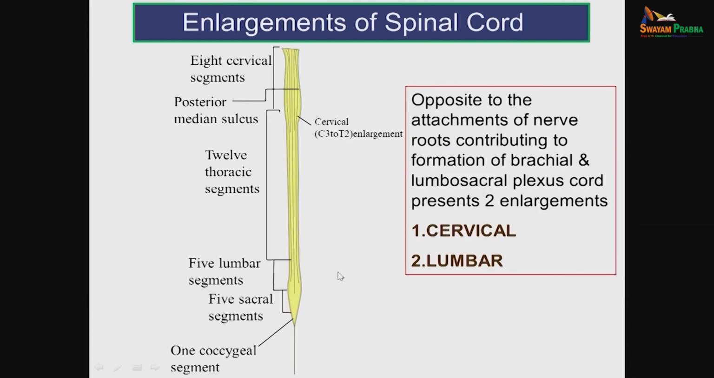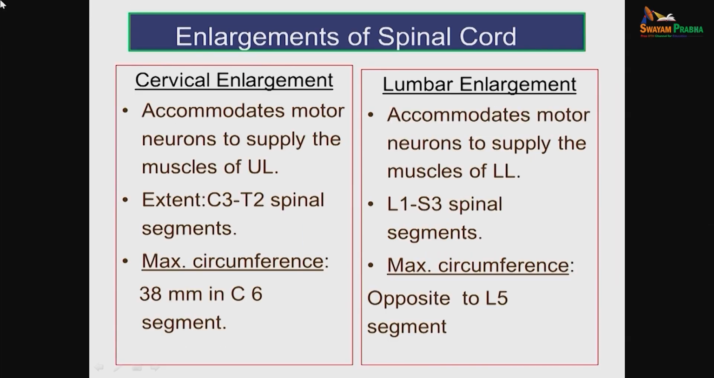Next, we will talk about the enlargements of the cord. You can see this is the cord. There are two enlargements, one cranially, that is cervical, another one is lumbar enlargement. These are because of the nerve roots which are contributing to the formation of brachial and lumbosacral plexus. So, this contributes to the formation of two enlargements, cervical and lumbar segments. We will look at some of the details of these two enlargements.